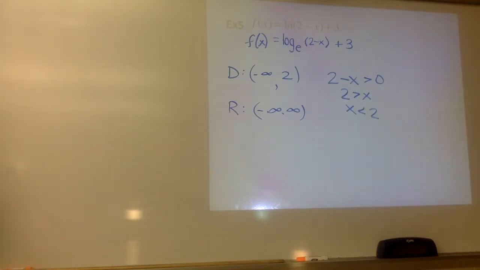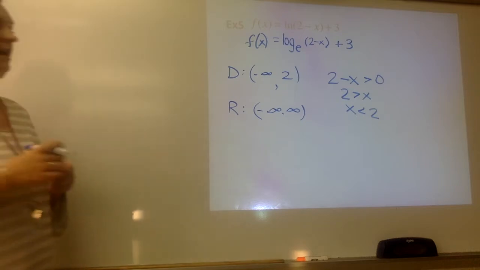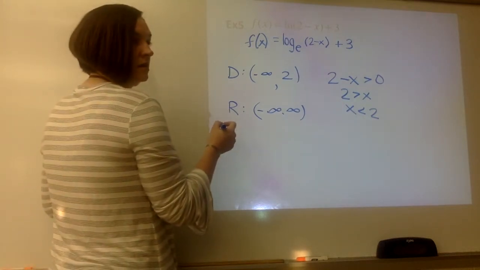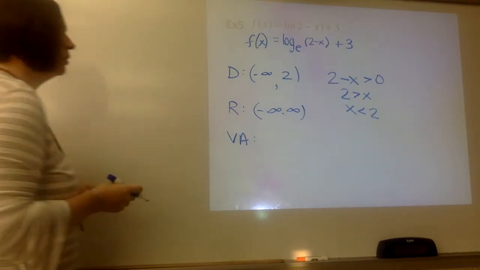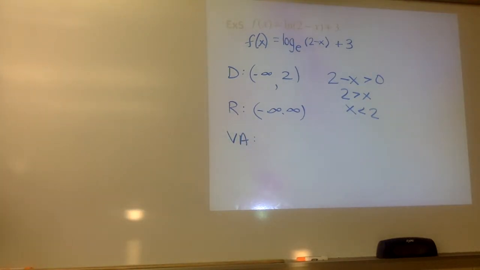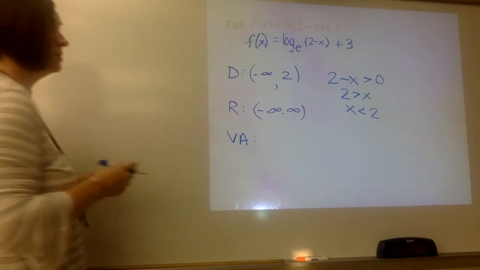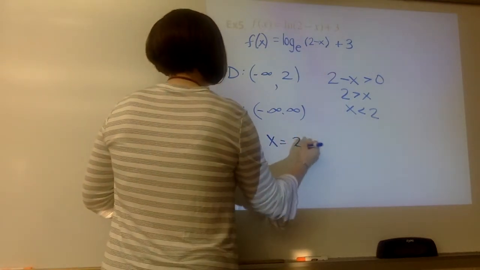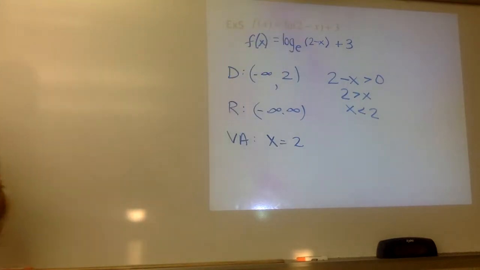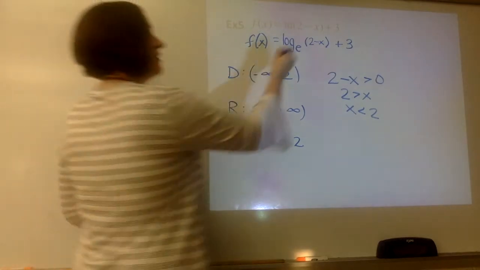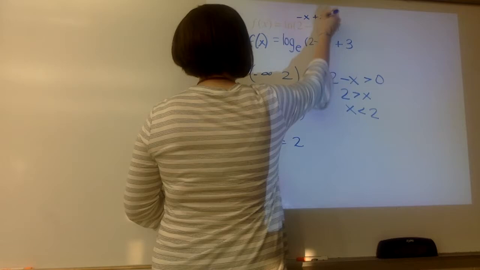Domain, range. Okay, last one is what? Vertical asymptote. Where's the vertical asymptote going to be? At 2, correct? Take this and set it equal to 0, it'll tell you where it is. X equals 2. The other way you could look at it is if I rewrote this, it would be negative x plus 2.